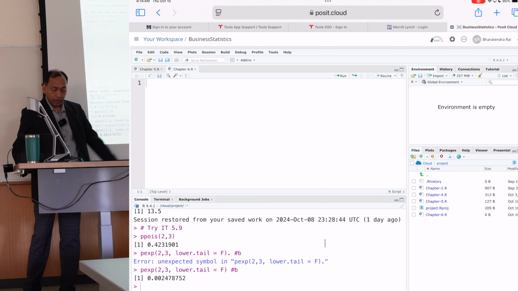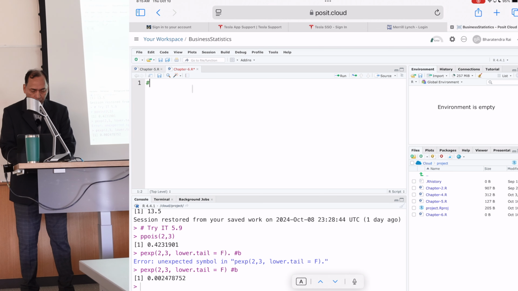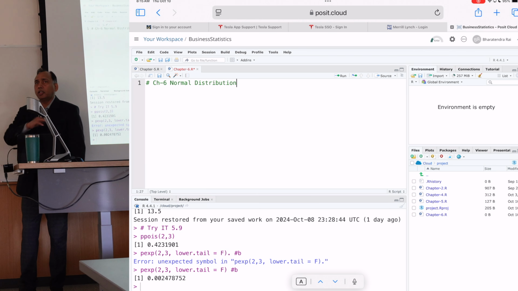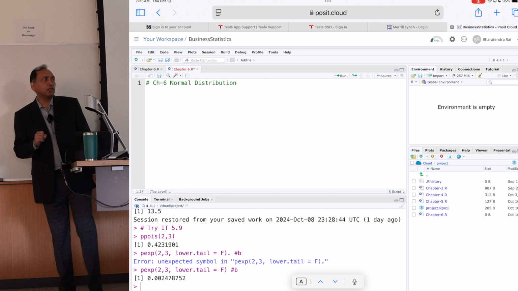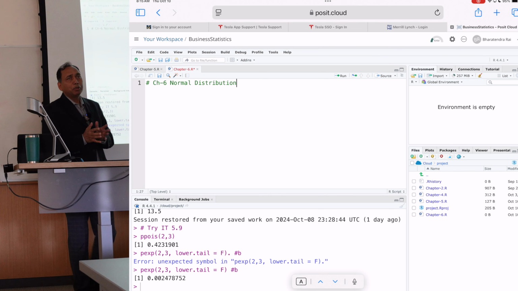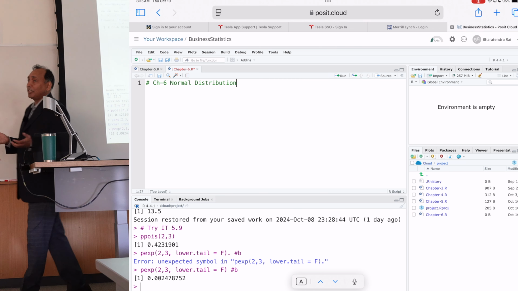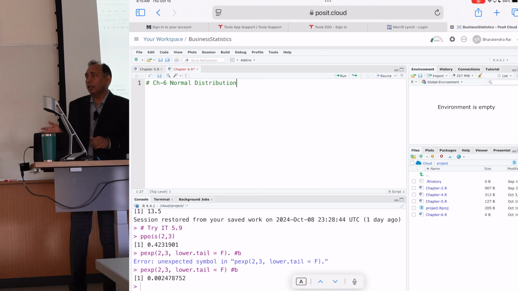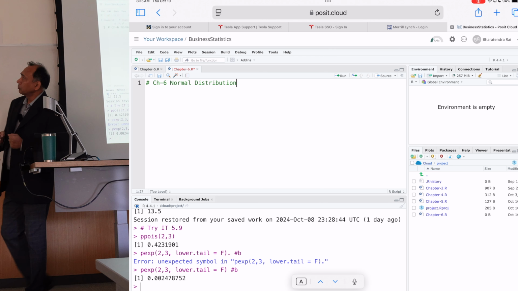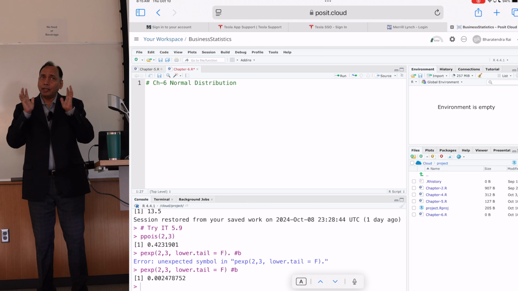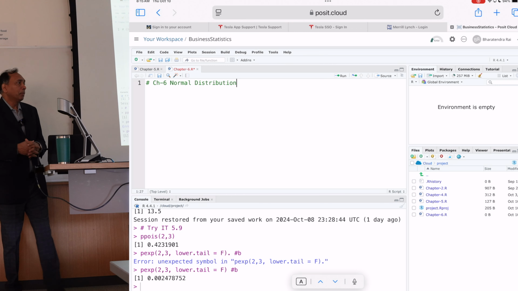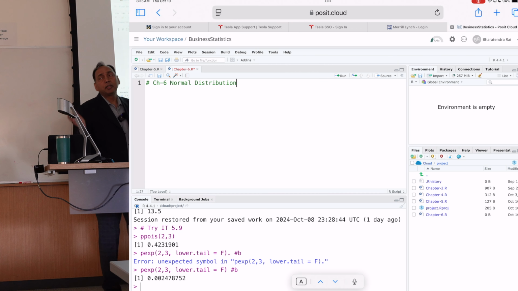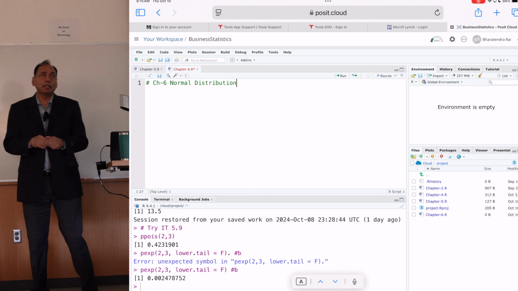So chapter 6 is normal distribution. It is a continuation of the last chapter, because normal distribution is something very important in statistics, and we are going to continue to use it in many more applications. So they have dedicated an entire chapter to normal distribution, but this is also a continuous probability distribution where your random variable x takes continuous values.